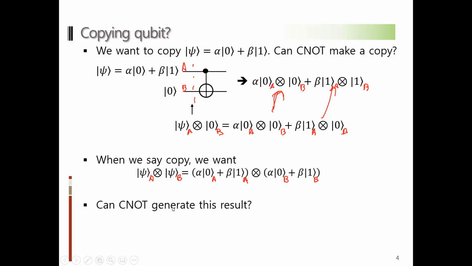So can the CNOT generate this result? Of course not. Maybe some people might suspect that this was only the problem of the CNOT, so maybe we should be able to find some more generalized gate which can copy this situation. And of course, it is not the case. I will prove that it is not possible. Such a theorem is called the no cloning theorem. The proof of the no cloning theorem goes in the following way.